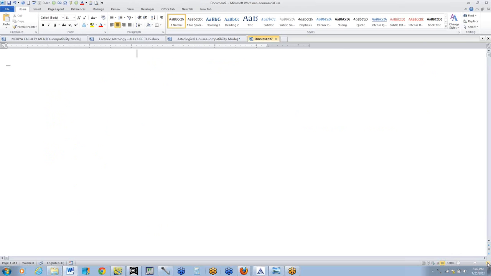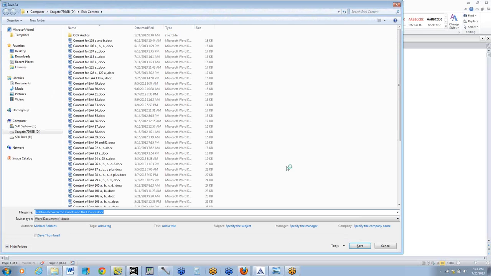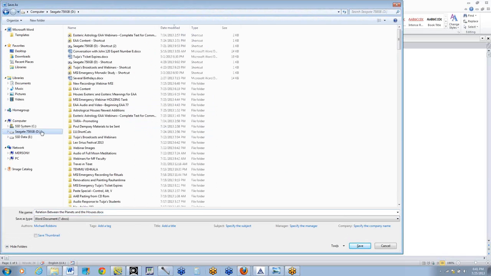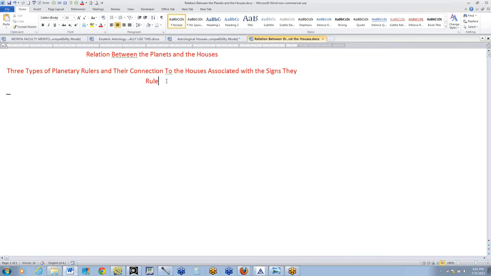Okay, make it a little bigger, the relation between the planets and the houses. And this is three types of planetary rulers and their connection to the houses associated with the signs they rule. Okay. And relation between planets and houses. I'll put that down like so. All right. So it would be in this way would be how we would do it.